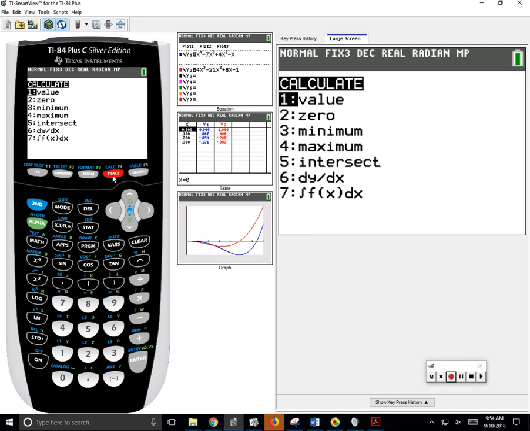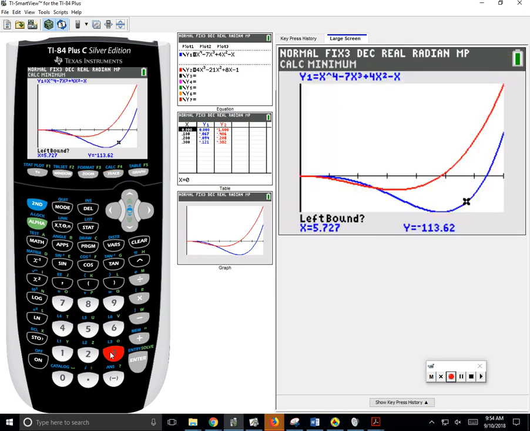We want to find the minimum, the bottom of the blue graph. So you have to make sure you're on the right graph. Then the calculator is asking for the left bound. That means move the cursor to the left of the bottom, the left of the minimum. So I arrow back this way. Stop right there.